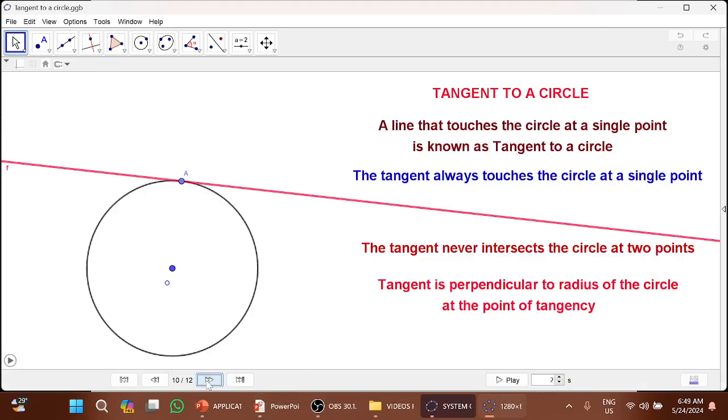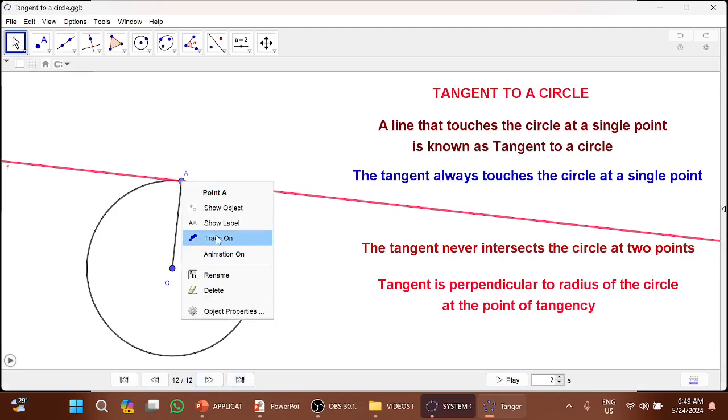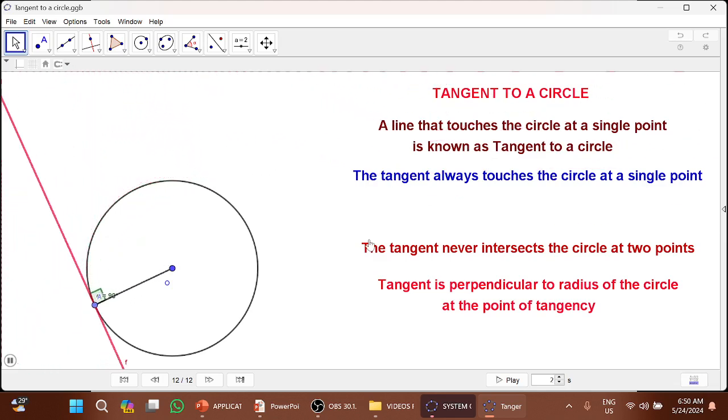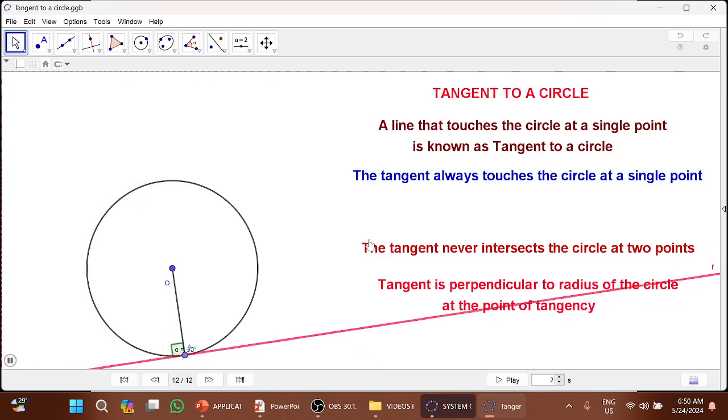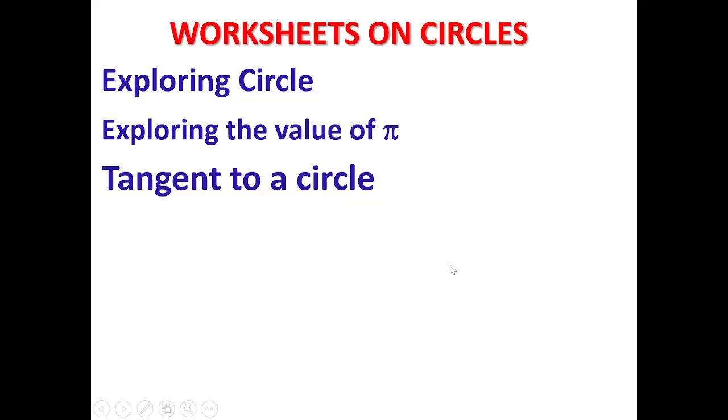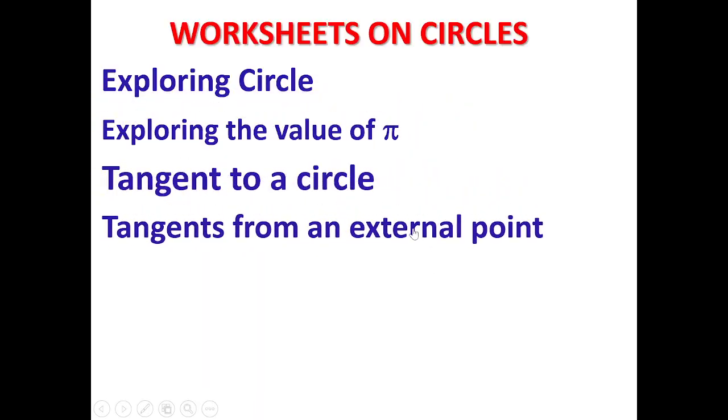And you are seeing over here that the tangent always touches the circle at a single point. A child will be asking, sir, how is it? Okay, you can show it through animation that you are seeing it is touching at a single point also. It is not cutting the circle. Good.